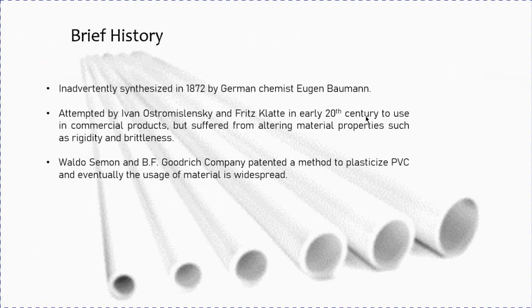Before entering the main description, I would like to share some brief history about PVC. The material was inadvertently produced in 1872 by a German chemist, Eugen Baumann. The synthesis was later attempted by Ivan Ostromislensky and Fritz Klatte in the early 20th century for its usage in commercial products, but they suffered from manipulating the mechanical properties of PVC, such as its rigidity and brittleness. An advanced synthesis was then patented by Waldo Semon and the B.F. Goodrich Company, who were able to plasticize PVC. The usage of PVC is then widespread until today.